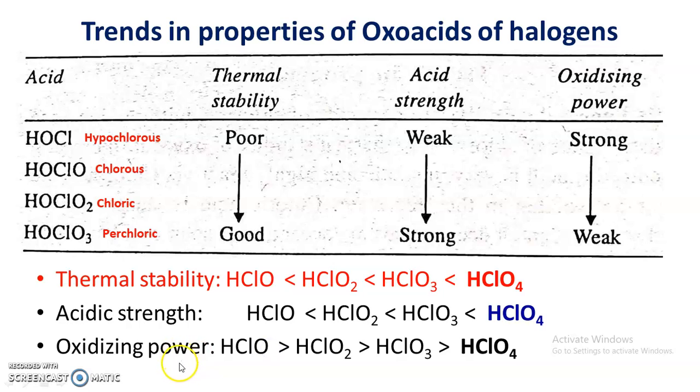Next is oxidizing power. Among these 4 oxyacids of chlorine, hypochlorous acid is the strongest oxidizing agent, and as an oxidizing agent, their tendency decreases from hypochlorous acid to chlorous to chloric to perchloric acid. So perchloric acid is a weak oxidizing agent, or it has weak oxidizing power, whereas hypochlorous acid is a strong oxidizing agent, or it has the strongest oxidizing power.